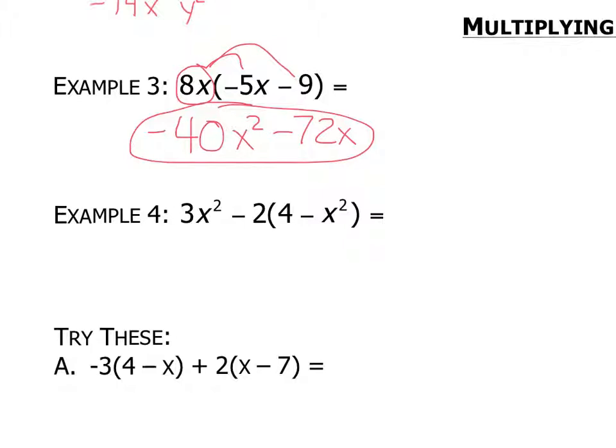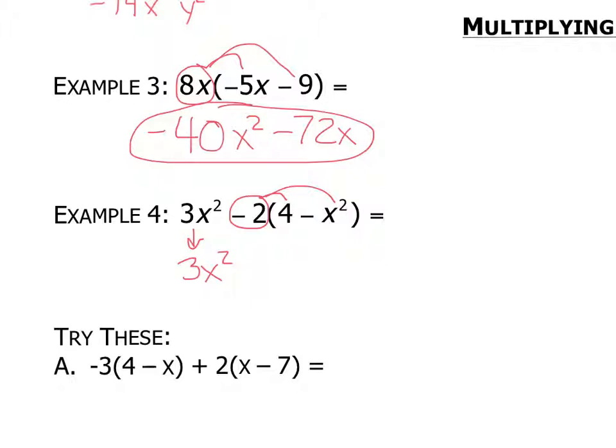I'm going to give you 10 seconds with your group. Decide what needs to be distributed in the first step here on number 4. Okay, I hear very few right answers. I hear 3x. That's way too far away from the parentheses to be distributed. I hear 2. It's not quite right. Negative 2. Got to take the sign with it. Okay, so I'm taking my negative 2 into the parentheses. 3x squared is just going to hang out front.